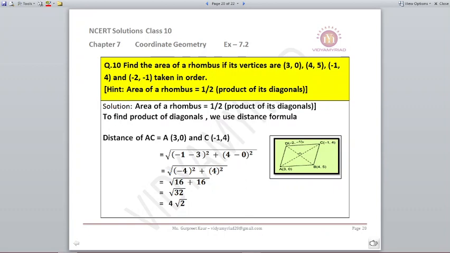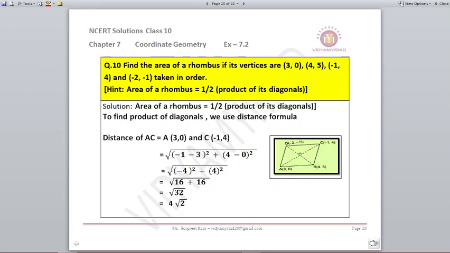Distance of AC if I find out, we will be using distance formula. Coordinates are given to us. So when I do that, it becomes square root of (-1 minus 3) the whole square plus (4 minus 0) the whole square. On solving this, I get square root of 32, which is 4 root 2. This is the distance of AC.